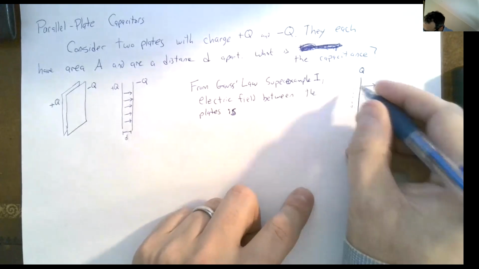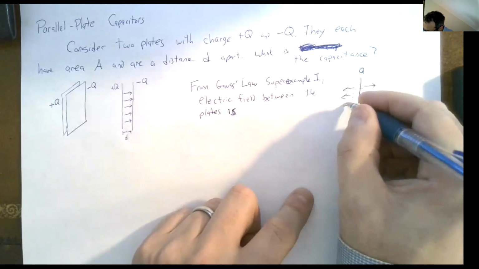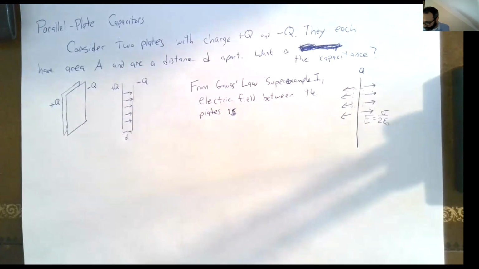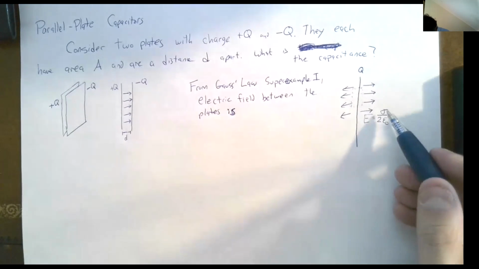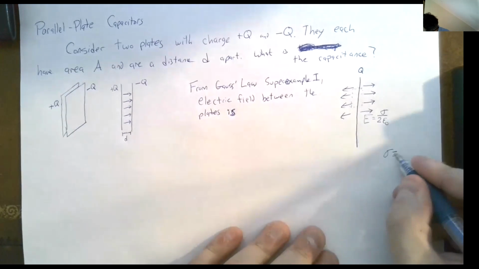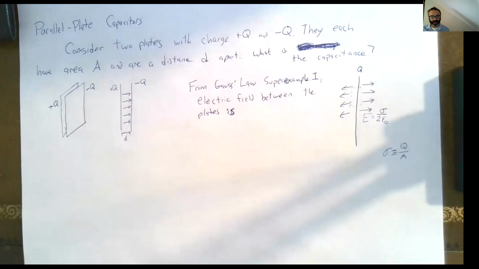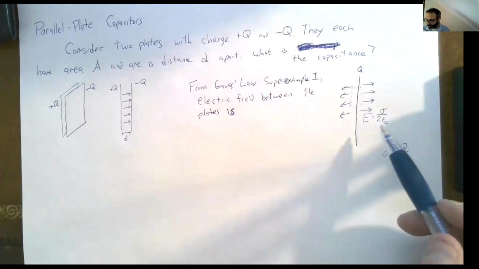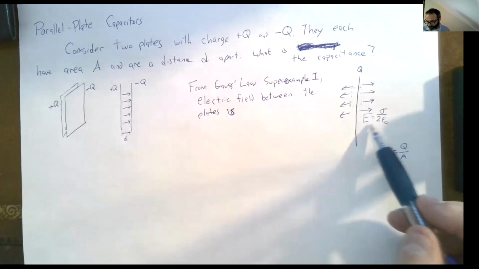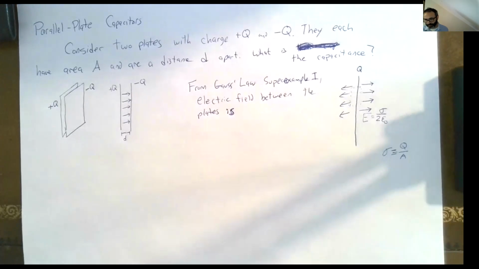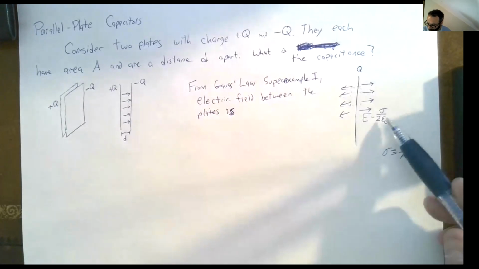It was uniform, and it went on either side of the plate. And remember, sigma is defined to be the charge per area. Sigma is the charge density, so how much charge per area of the plate there is. So if this doesn't look familiar, go back to Gauss's law super example 1. We got this equation from making that Gaussian surface around the plate, figuring out the flux, and setting the flux equal to the enclosed charge over epsilon naught. But that's what we ended up with.